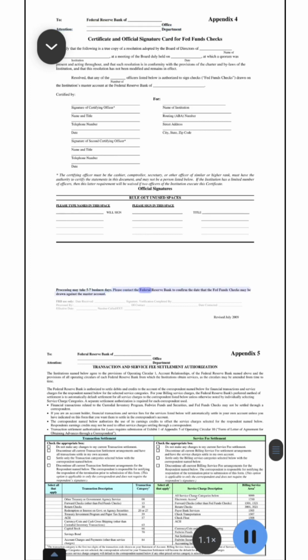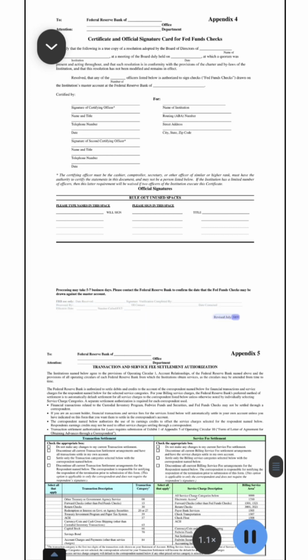Please contact the Federal Reserve Bank to confirm the date that the Fed funds checks may be drawn against the master account. FRB use only: date received, signature. Verification completed by, processed by, DI contact, date contacted, effective date, number called, EXD.